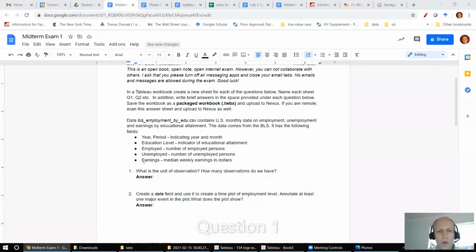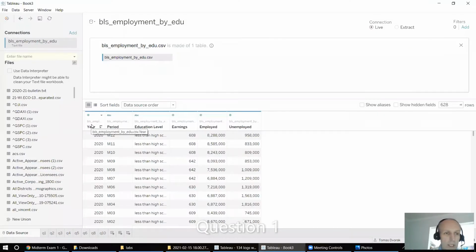In this exam, we're working with US monthly data on employment, unemployment, and earnings by educational attainment. Let's take a look at what those fields look like. We have a year, we have a period, which is a character variable, we have education level, earnings, number of unemployed people, number of employed people. So for example, in December 2020, the median earnings of people with less than high school education were $680. There were 8 million of them employed and almost 1 million unemployed.